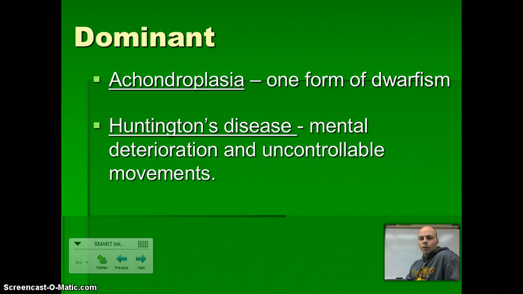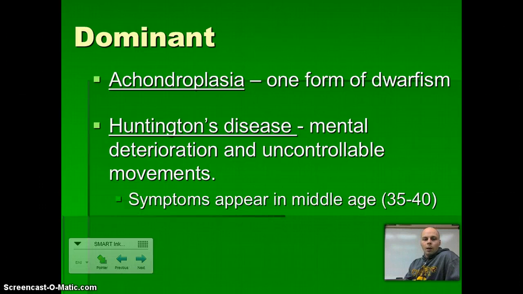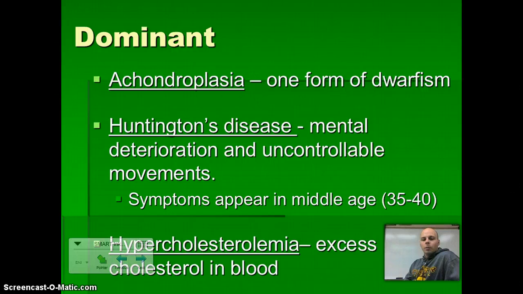Next one, Huntington's disease. It's a slower breakdown of the brain once you enter your 30s, and also uncontrollable movements of your body. It ends up creating a lot of problems for people once they get to their 30s and 40s. And then the last of which, hypercholesterolemia, is extra cholesterol, again causing heart disease, and again that's the number one cause of death in the United States.